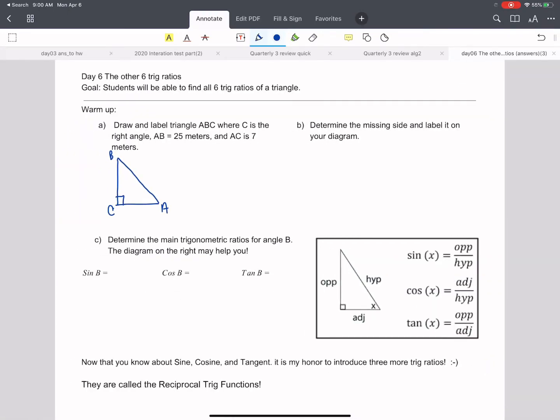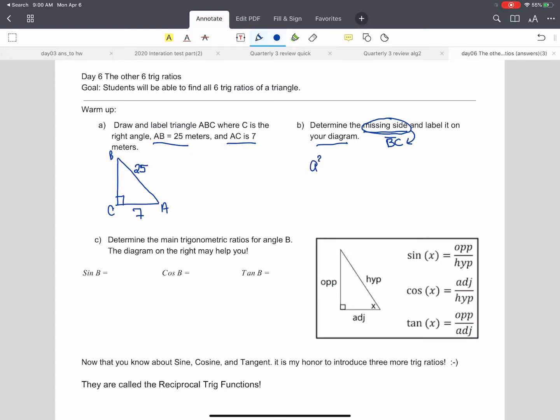It says here that AB is 25. AC is 7. And there we go. Determine the missing side and label it on your diagram. So, as you can see, the missing side would be BC. That's the missing side. Now, think about what theorem you can use to find BC.